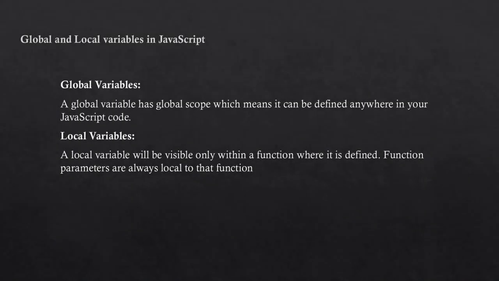In this video, we will discuss global and local variables. In JavaScript, we have two scopes, global scope and local scope. Global scope can be used anywhere in the code. That is, if we have defined it once, we can use it anywhere in the code.